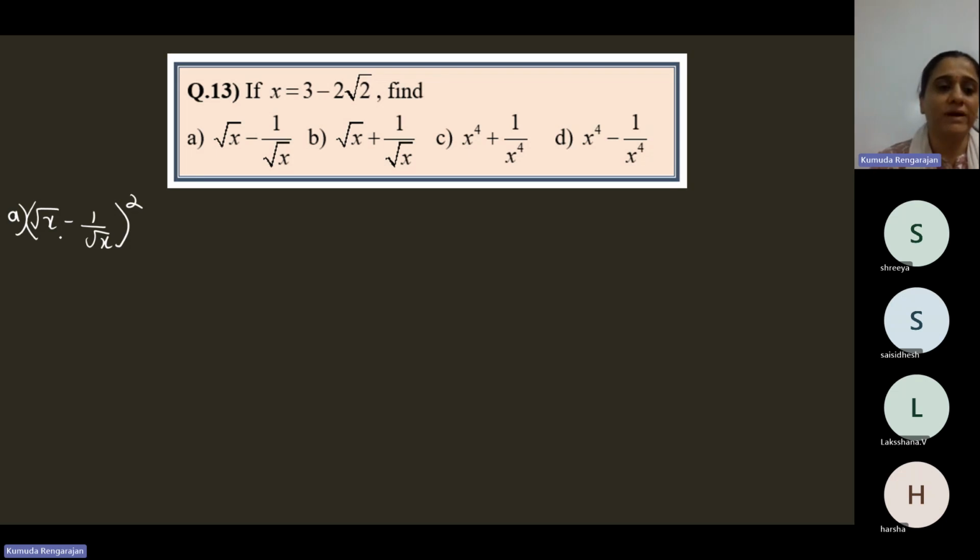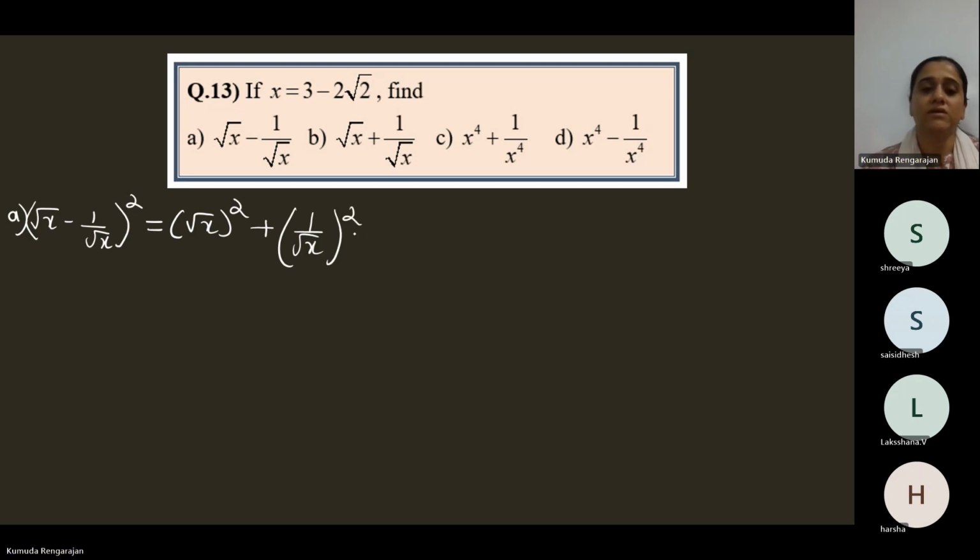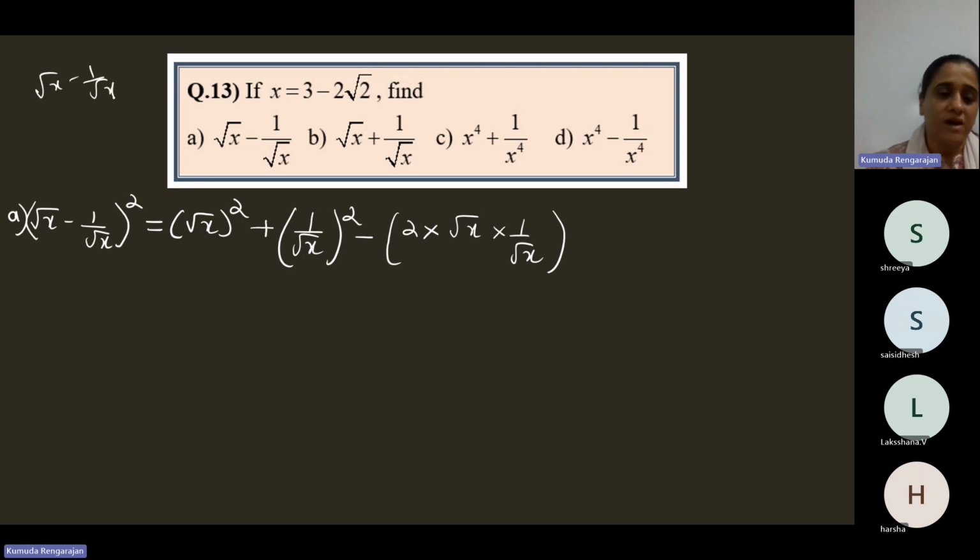So we need to find the value of root x minus 1 by root x. Square it. This is like a minus b the whole square. So a minus b the whole square is a square, that is root x the whole square, plus b square, that is 1 by root x the whole square, minus 2 into a into b, that is root x into 1 by root x. Write that expression, square it, and expand it using the identity a minus b the whole square. And this is what we get: a square plus b square minus 2ab.